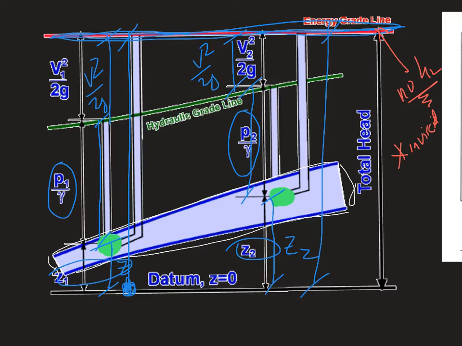First of all, notice the velocity on this side versus here. The velocity decreased, so this one is lower than the one on the left. Why is it lower? Well, it's lower because this pipe here is larger.